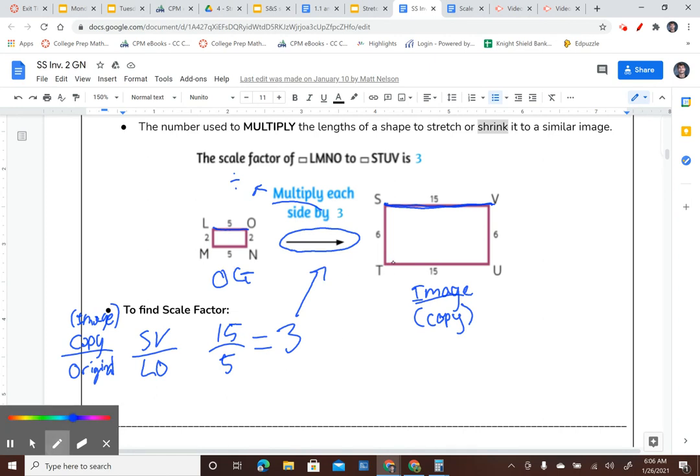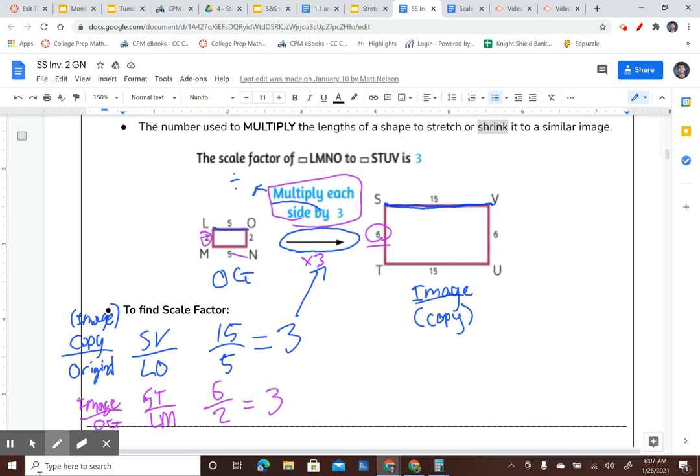And we can test this out by looking at another side, ST over LM. Again, that's my image over my original. And that can be 6 over 2, which again reduces to 3. So I'm multiplying that side by 3 as well. So that's how I get my scale factor of 3. It's what I'm multiplying each side by, and I figure that out through division of the image over the original.